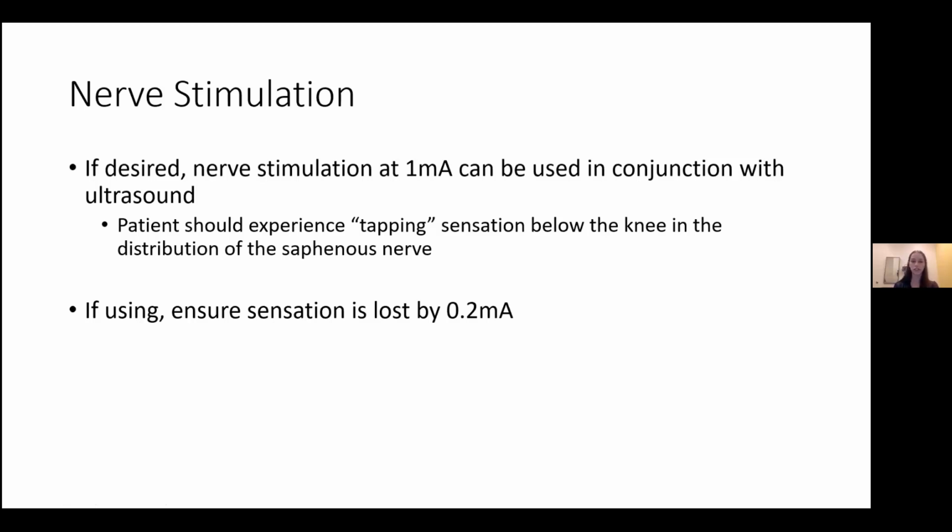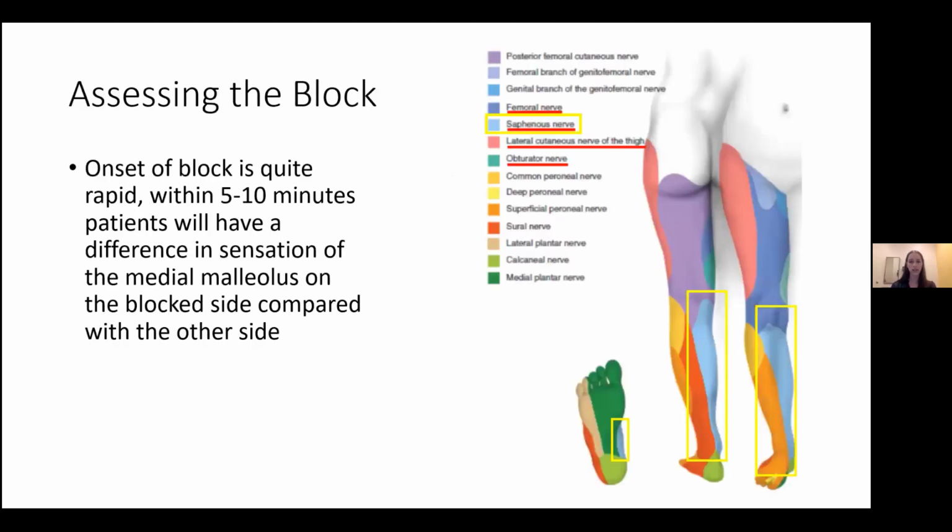If you're using the nerve stimulator, make sure that you turn it down and sensation is lost by 0.2 milliamps. If you have stimulation below that, it's a suggestion that perhaps your needle is intraneural and it should be withdrawn and redirected. So I think it's really important to assess your block after it's done.